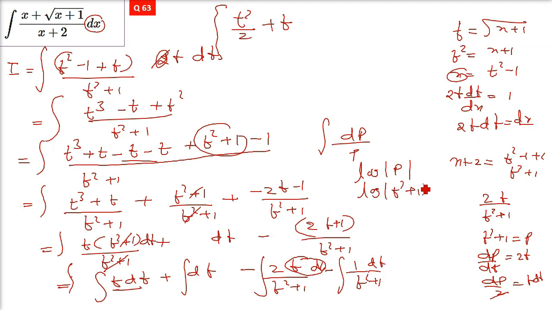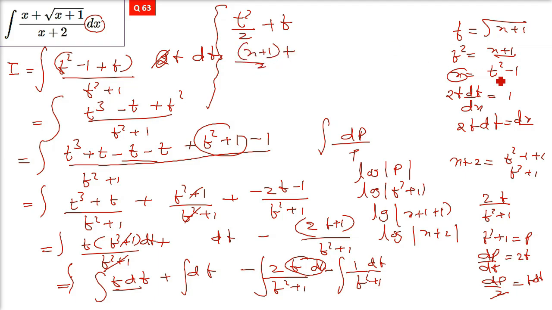What was t²? t² is x + 1. So it will be log (x + 2). What I am trying to suggest here is that t² was x + 1, and when we add the 1 that is already there, it will be log |x + 2| in the modulus sign. So let me just change it now, in terms of x I am writing. t² is x + 1, so (x + 1)/2. This is our first term. t is what? Under root x + 1. So it will be √(x + 1). And for this we'll write minus log modulus x + 2.